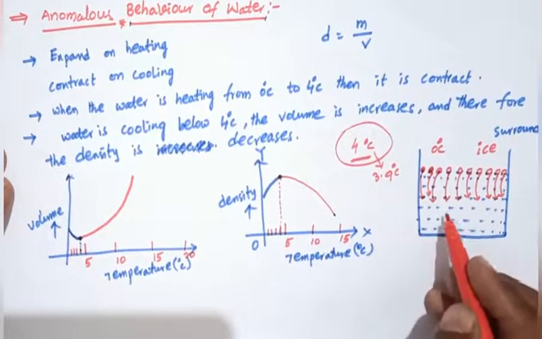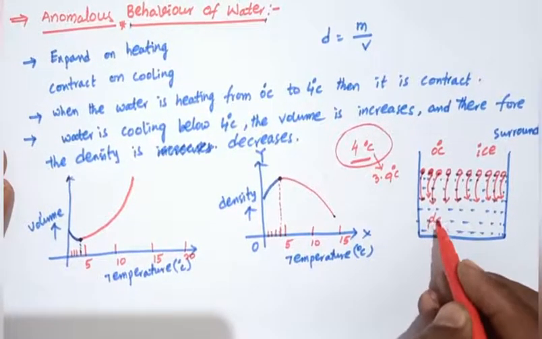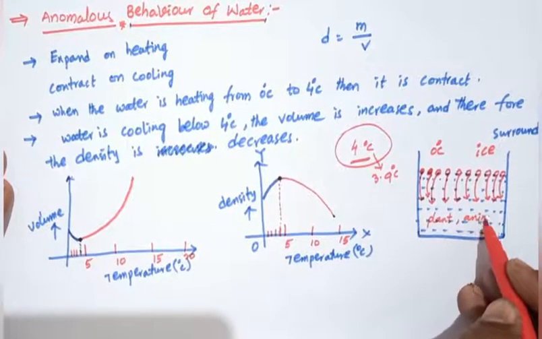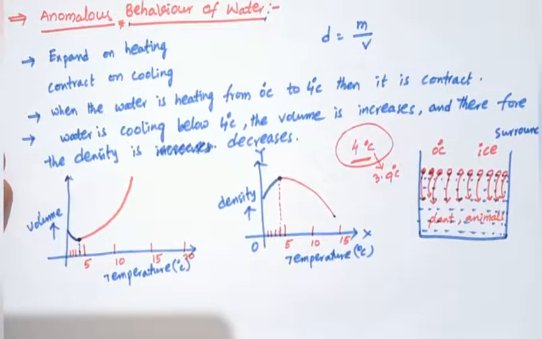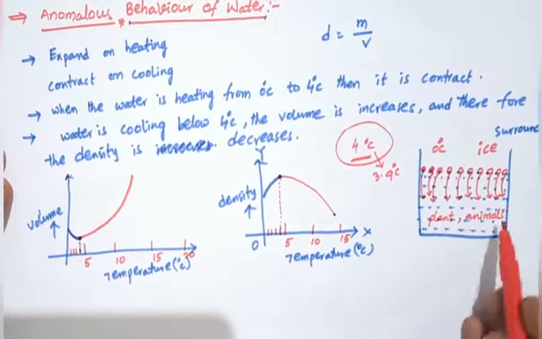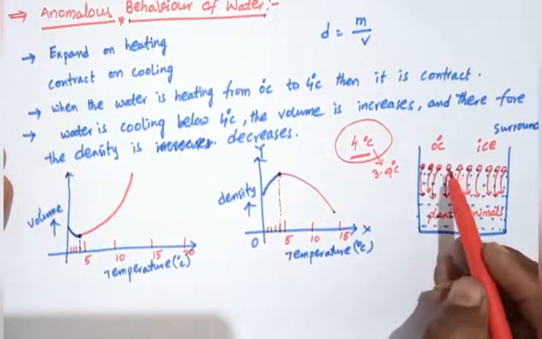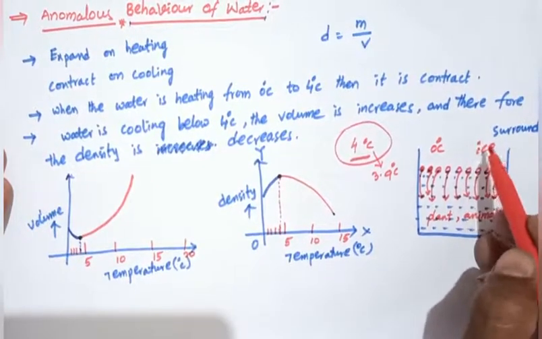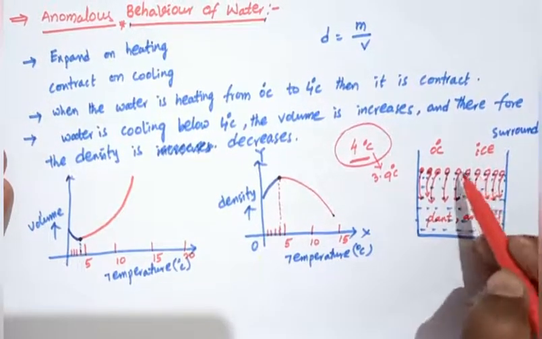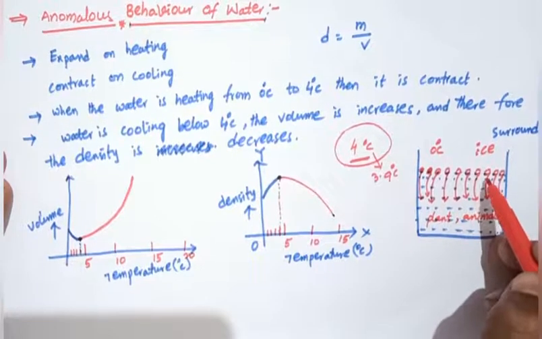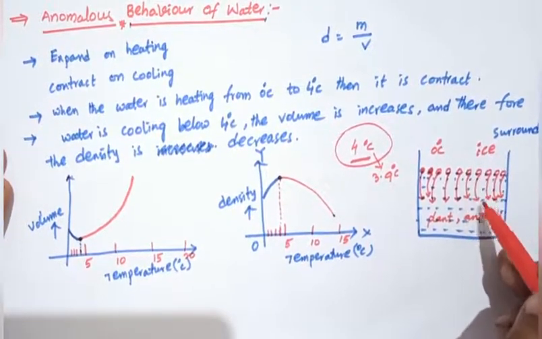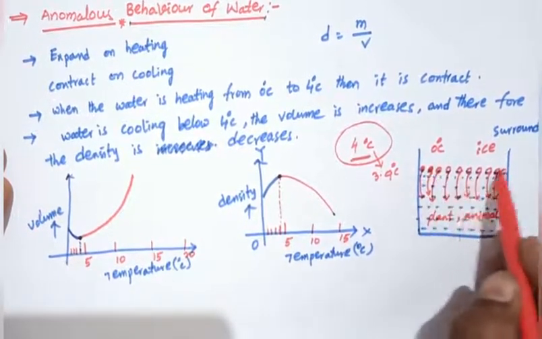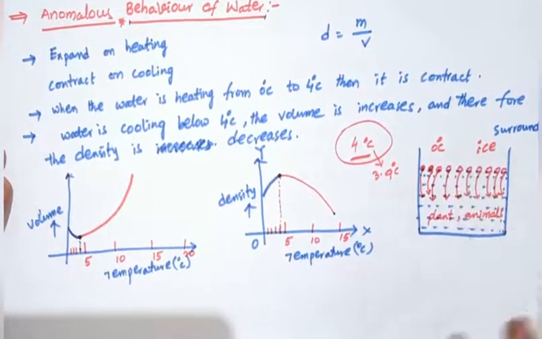So inside, there are aquatic plants and aquatic animals like fishes. They live continuously, because ice does not transfer the heat, so the water below remains liquid. Only the top layer is converted to ice.